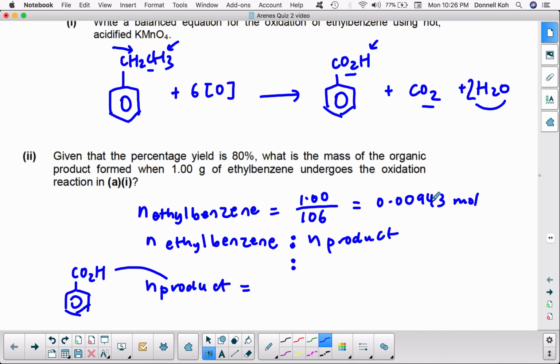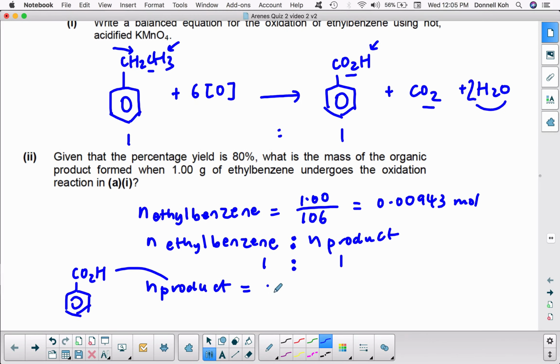Since the number of moles of ethyl benzene and the product is in a ratio of 1:1, as you can see up here, the number of moles of product is 0.00943 multiplied by the relative molecular mass of benzoic acid, which is 122, times 0.8. So that gives 0.921 grams.